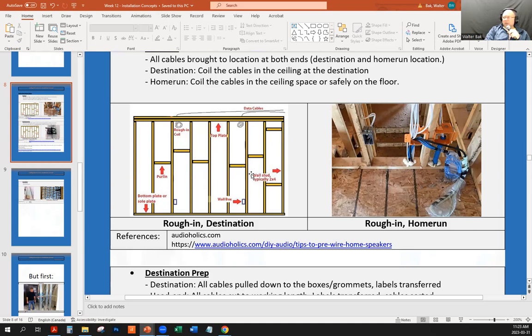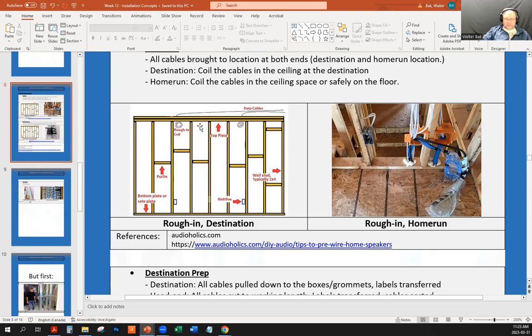So one of the stages of running wires in wire installations is something that's called the rough-in stage. What is a rough-in? Roughing in is basically pulling a wire to just where it's supposed to go on both ends, but we are not terminating it. We're just laying those wires in.